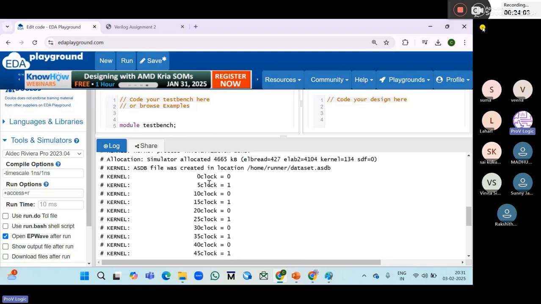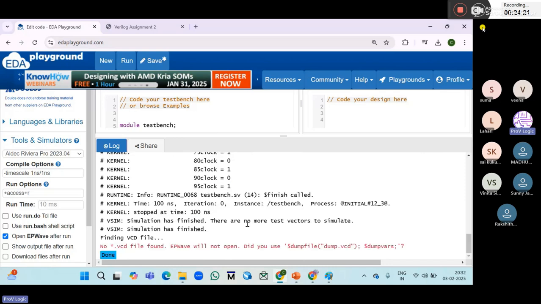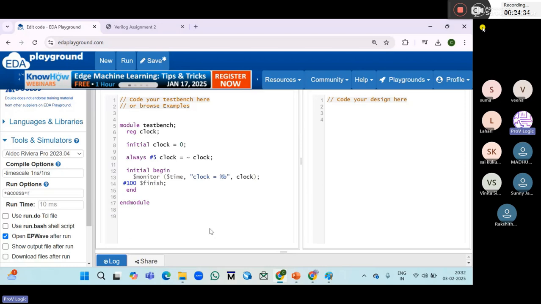Okay, if you see here, at 0 simulation time, clock equal to 0. At 5 simulation time, clock equal to 1. At 10 simulation time, clock equal to 0. So 0 1 0 1 0 1 0 1. But I need to check this in the waveform, so I need to generate the waveform. Here I just click on open waveform, but it is not opening because we didn't write $dumpfile and $dumpvars. Just write this. Now run.